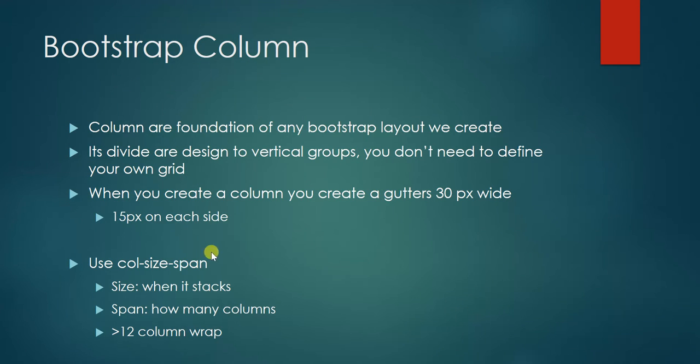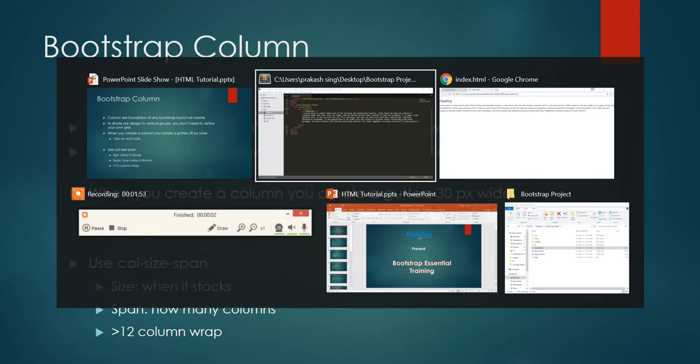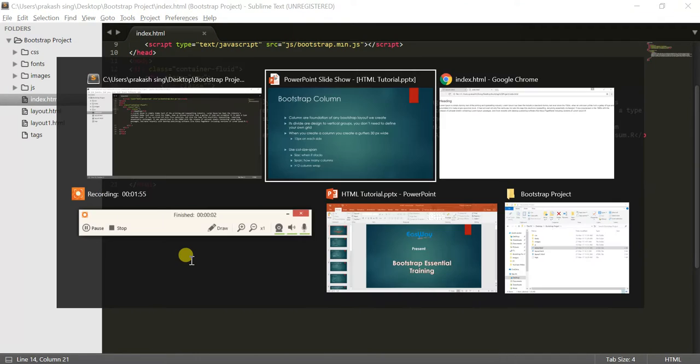And in the span here you can define how many columns you want to include on that particular screen size. By default you have a 12 column grid layout. You can define accordingly, and if you exceed the 12 column grid layout, it will automatically come in the next row or next line. So I'll show you in my code how we can start working with this.